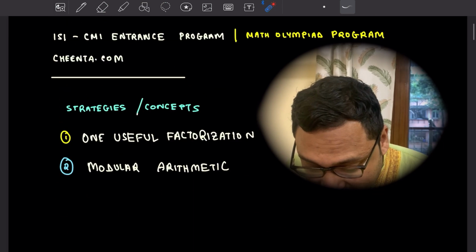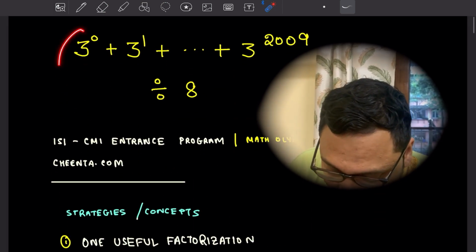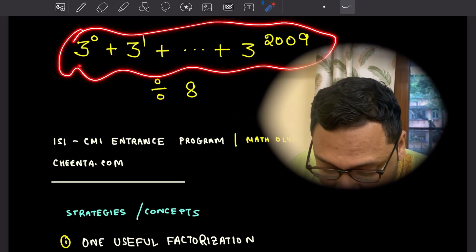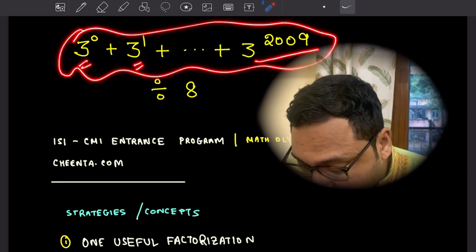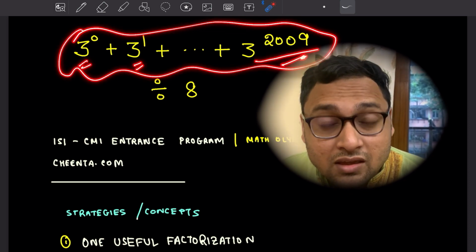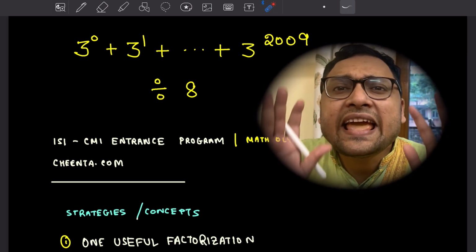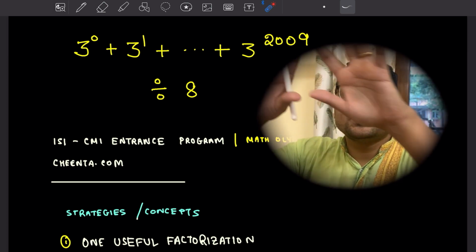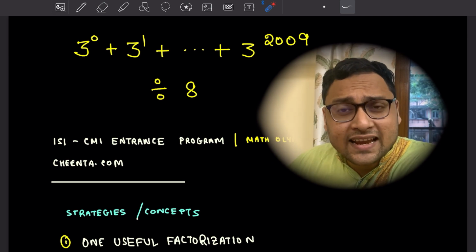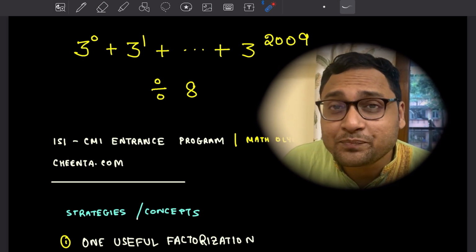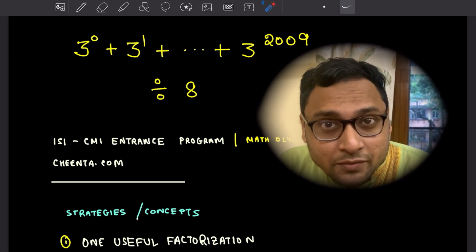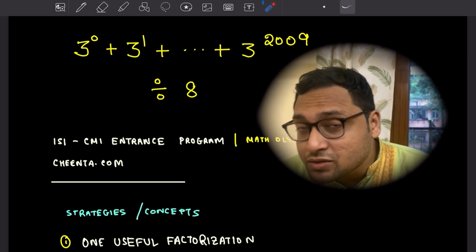What this problem says is that if you have this expression 3 to the power 0, 3 to the power 1 up to 3 to the power 2009, you add them all up and you divide it by 8. What is the remainder? That's the question. So we will see how we can do this.